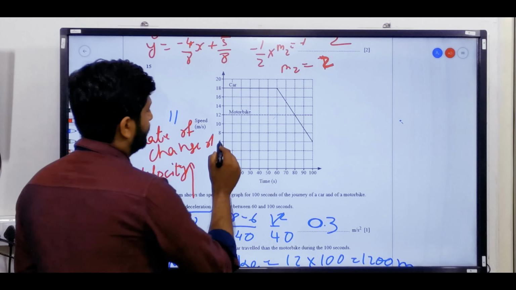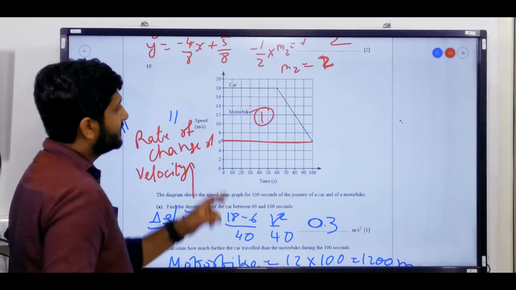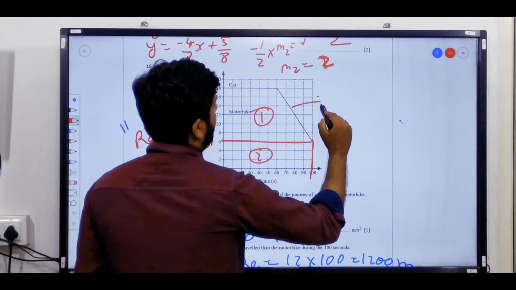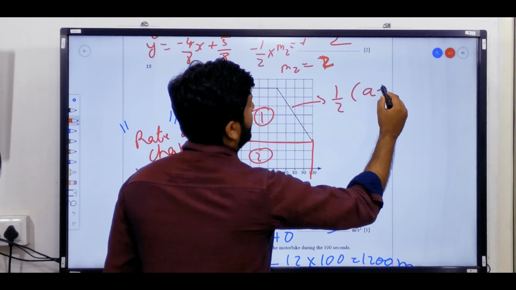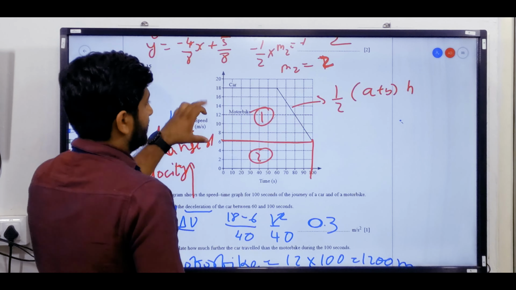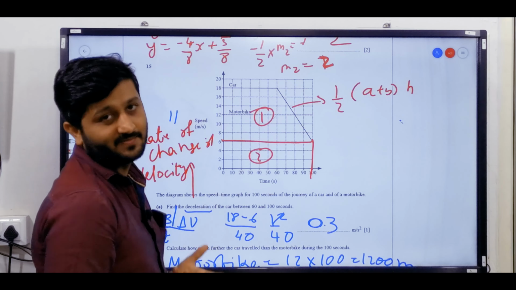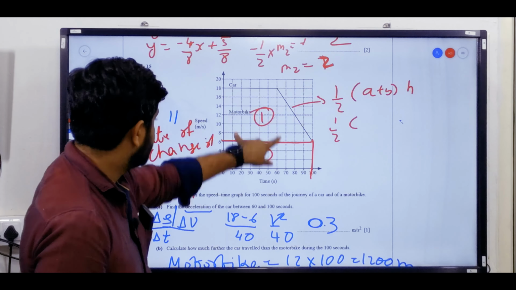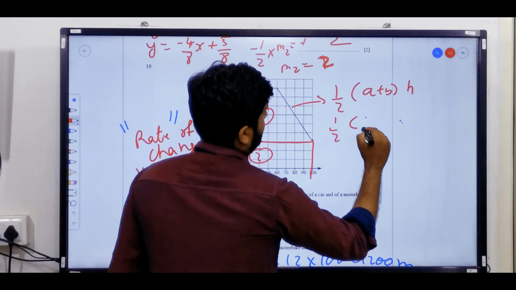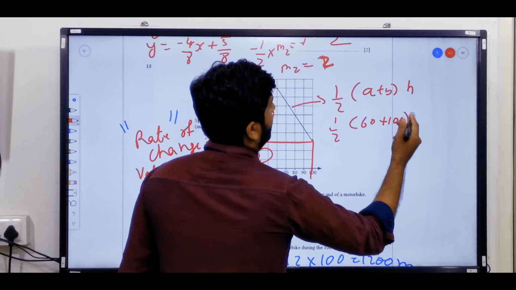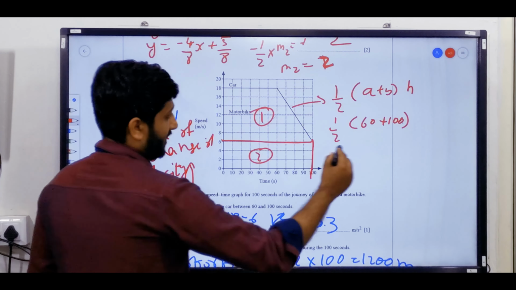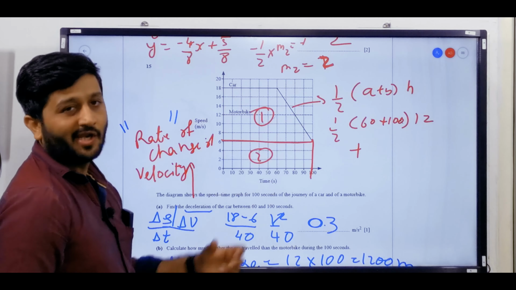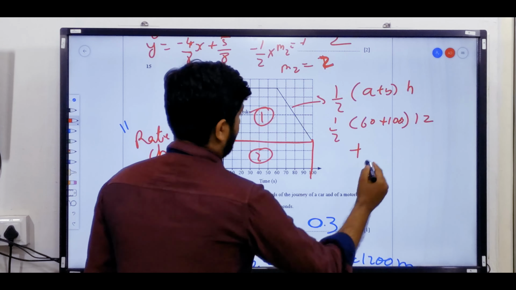See, I am dividing this into two parts. First is my trapezium and second is my rectangle. So area of trapezium is half sum of parallel sides into distance between them. Now these two are my parallel sides and this is my distance between those sides. So half, this is 60, this is 100. So 60 plus 100 into distance between them, which is 12, plus area of this small rectangle, which is 6 into 100.